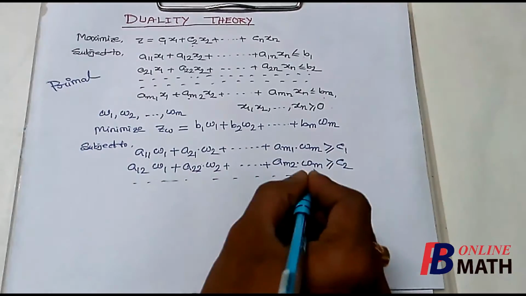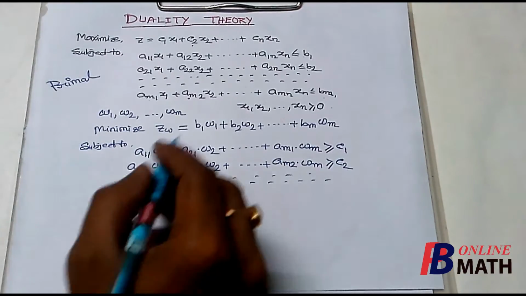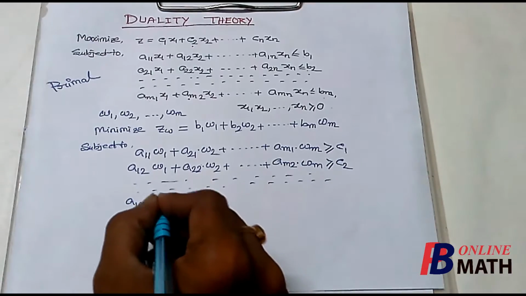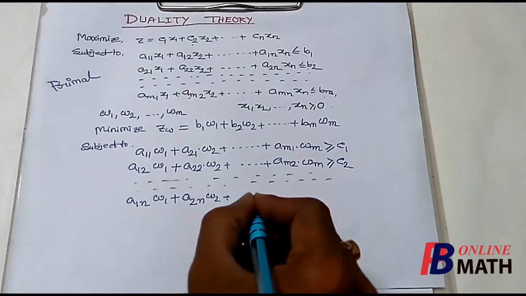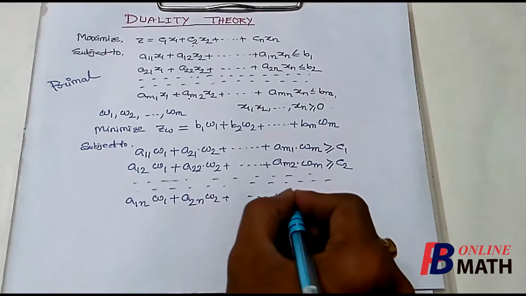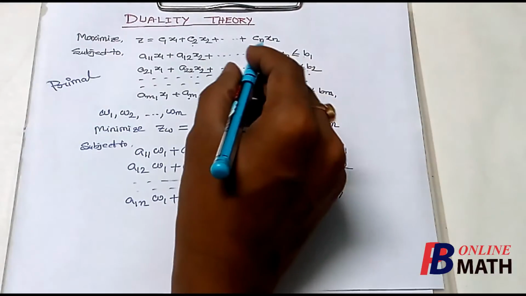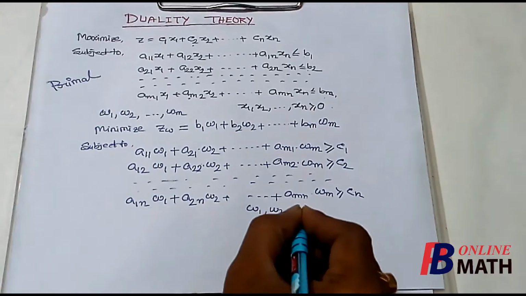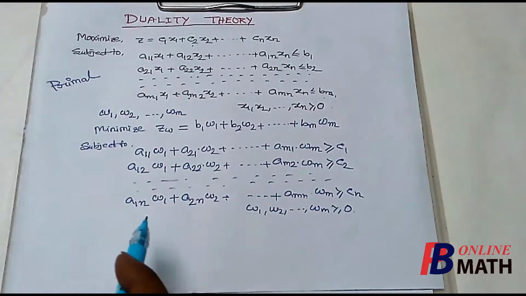And continuing in this way, we find the last constraint, which will be a1n omega 1 plus a2n omega 2, and ultimately amn into omega m. It will be greater than or equal to the last cost value, which is cn, where omega 1, omega 2 and the other variables are non-negative. So this is the required dual of this primal problem.